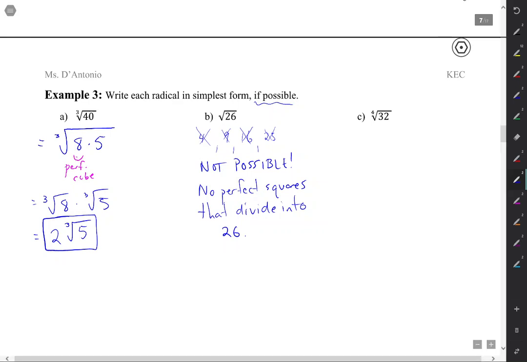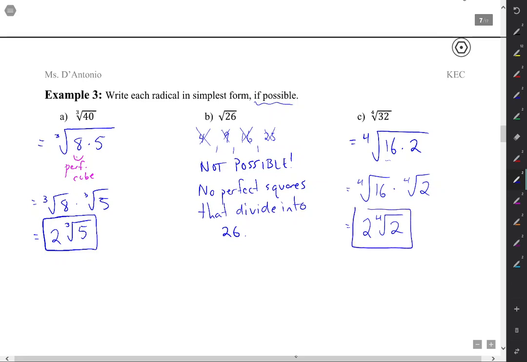So let's think of a number that we can take the fourth root of, and one that comes to mind right away is 16. We can do 16 times 2, because 16 times 2 is equal to 32, and we can take the fourth root of 16. So now let's split that up. We're going to do the fourth root of 16 times the fourth root of 2, and the fourth root of 16 is equal to 2. But we don't know how to do the fourth root of 2 next to it, so we're just going to write that there. And here's the simplest form, 2 times the fourth root of 2.